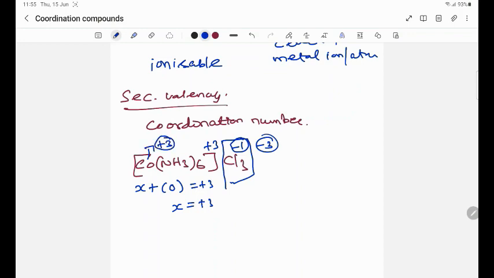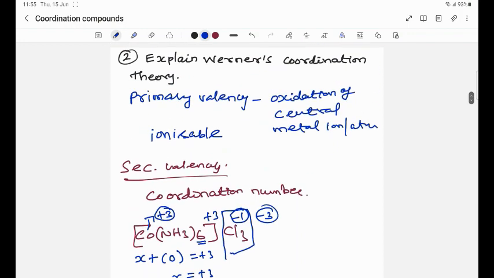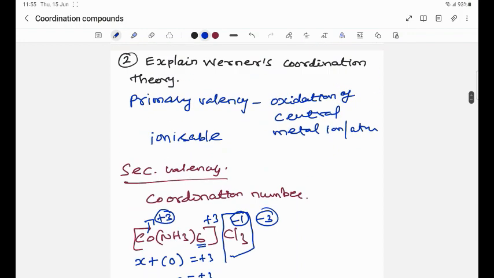And what is the secondary valency? These 6 ligands are attached to cobalt. So the coordination number is 6. So very simply we can define or explain Werner's theory, primary valency and secondary valency.